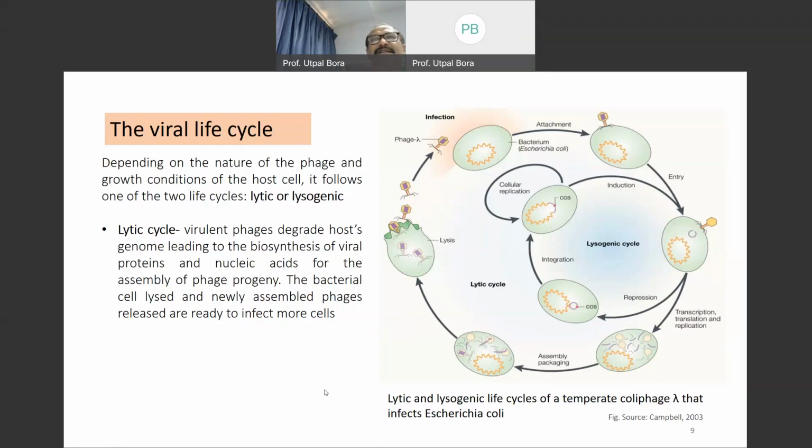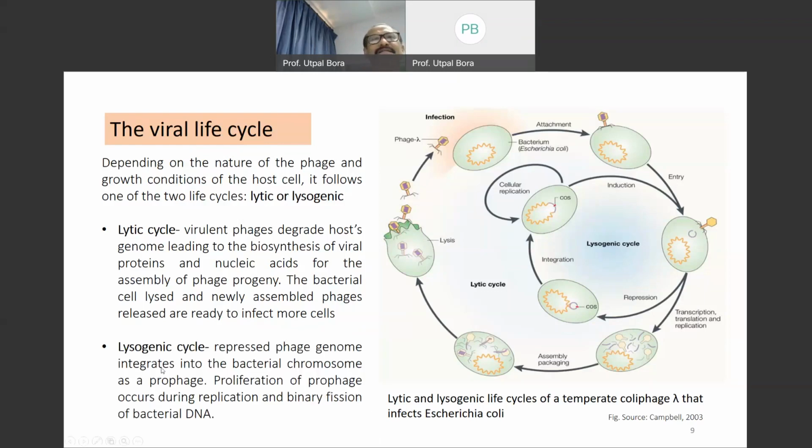And in the second case, the lysogenic cycle, the repressed phage genome integrates into the bacterial chromosome as a prophage. Proliferation of the prophage occurs during replication and the binary fission of bacterial DNA.